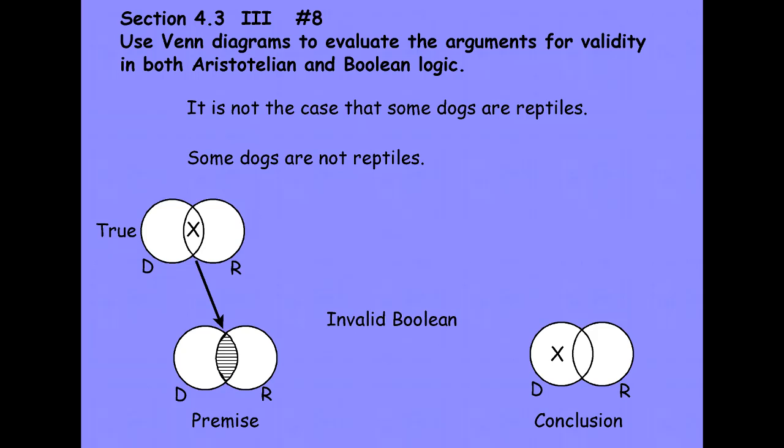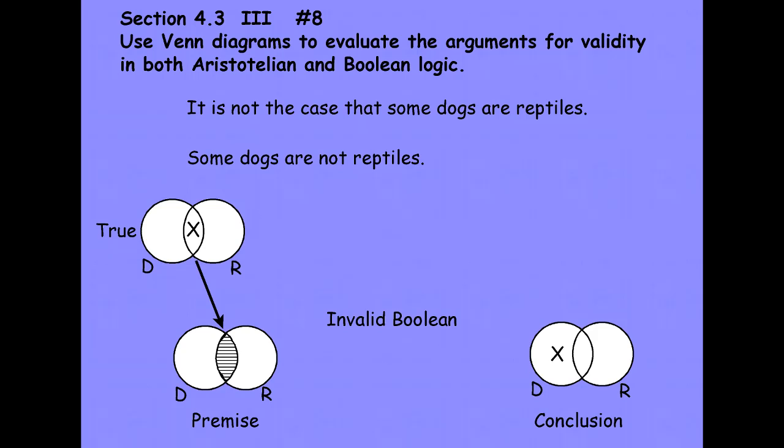invalid in Boolean logic. Now I'm going to have to go back and check to see if the argument is valid in Aristotelian logic. Remember, because I'm clever and lazy, like a good logician, I don't worry about my conclusion diagram. I only worry about my premise diagram. I don't worry about my predicate class in my premise diagram. I only worry about my subject class. So when I'm evaluating an argument for Aristotelian validity, I only look at the premise diagram.